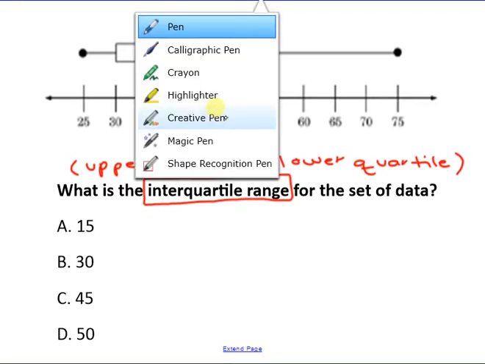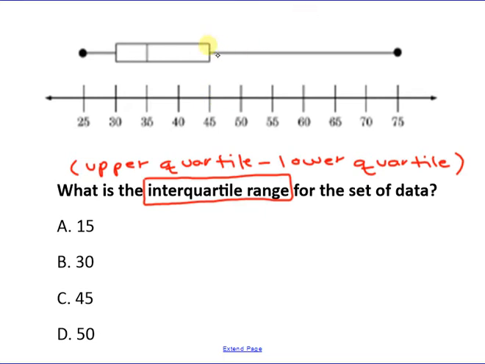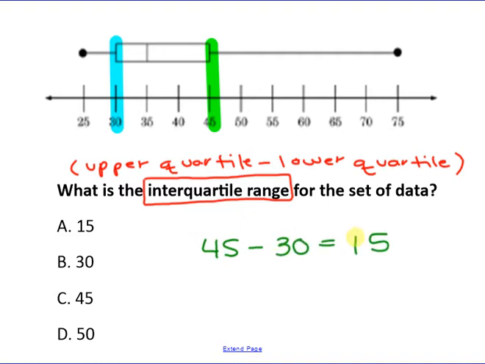So our upper quartile is here, and our lower quartile is here. So we're going to do 45 minus 30, which equals 15. And that's going to be answer choice A.